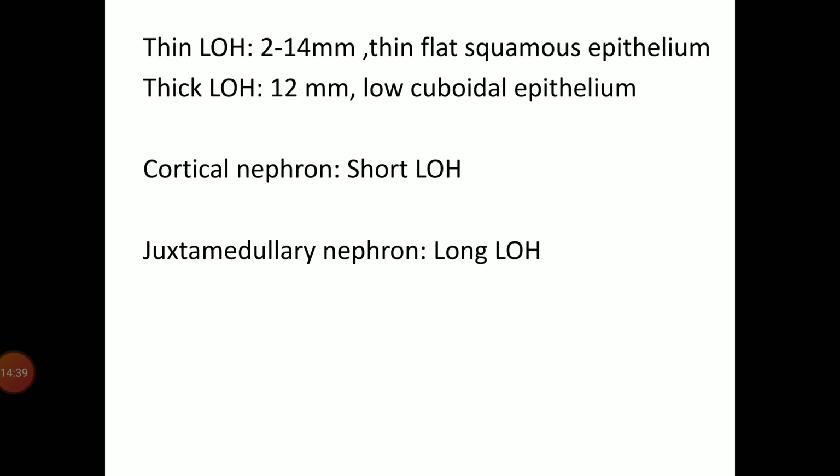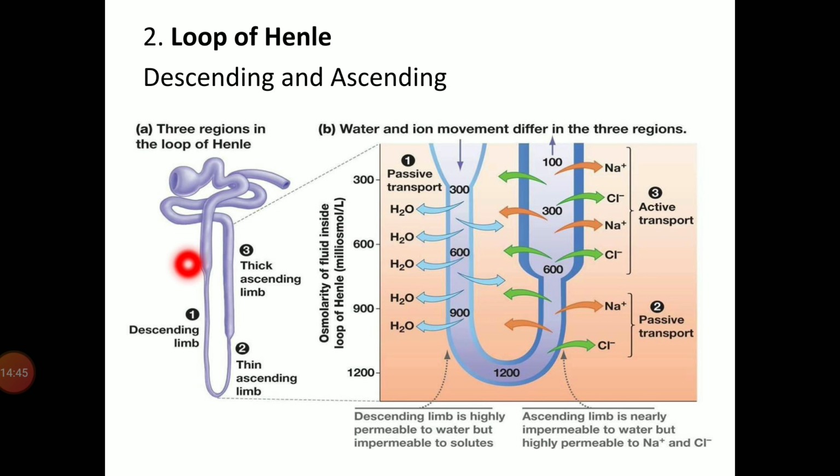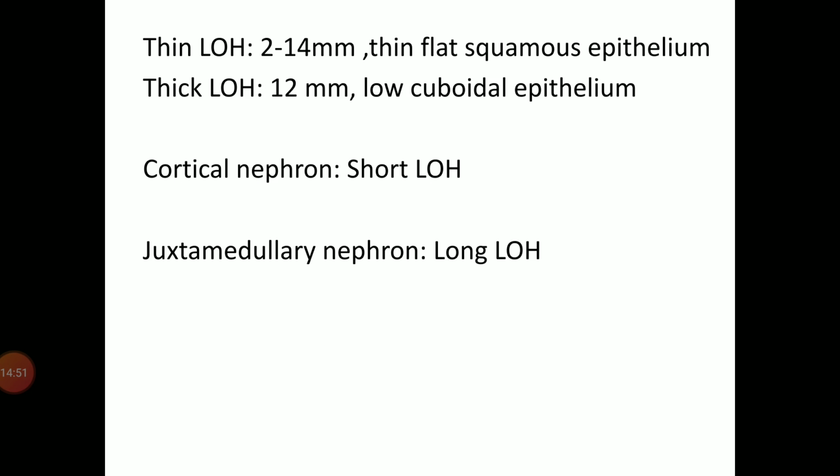So the thinner loop of Henle means the thinner descending limb as well as the thinner ascending limb. This thinner portion of the loop of Henle has a length of around 2 to 14 millimeter. Why 2 to 14 millimeter?